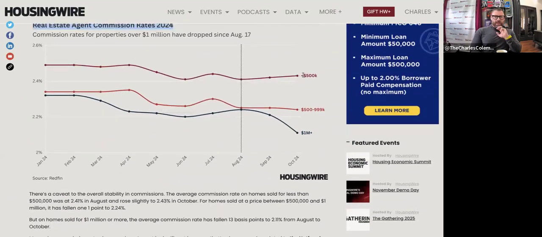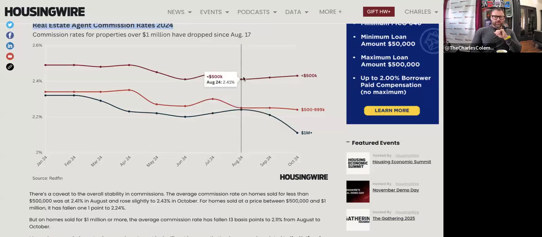If we were to look at your under $500,000 price point, based off the information that they're pulling, we're seeing that the commission rate is about 2.43%. Kind of interesting to look at. Now, if we were to look at the 500 to 999, so almost $1 million, the commission rate is around 2.24%. And then over $1 million is 2.11%. And that's kind of where it's landing right now.